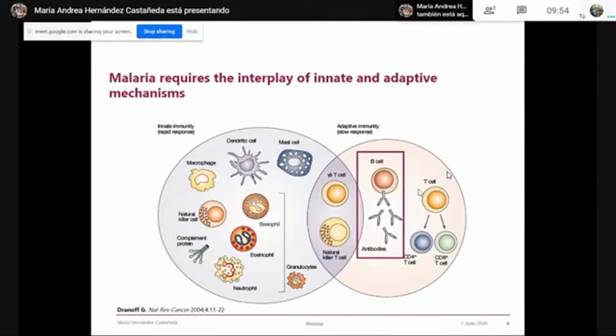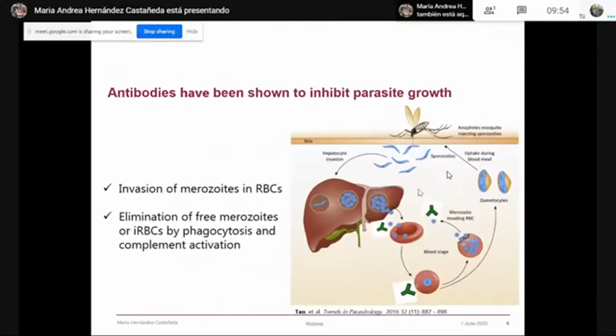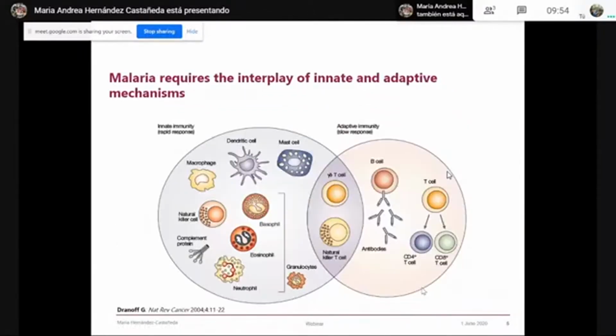In the case of malaria, the role of antibodies has been of great interest, and it has been shown that these antibodies can inhibit parasite growth at different levels. For example, they can inhibit invasion of the red blood cells by merozoites. They can also eliminate free merozoites, or eliminate infected red blood cells by phagocytosis and complement activation. However, less is known about the cell-mediated response during the blood stage.